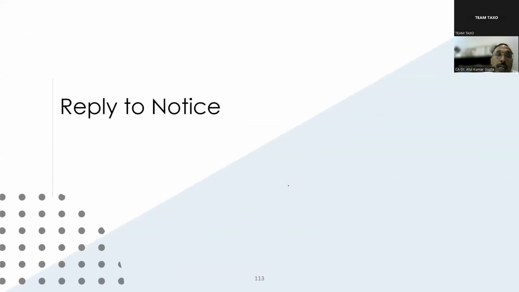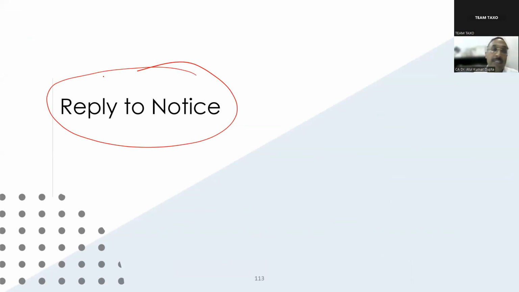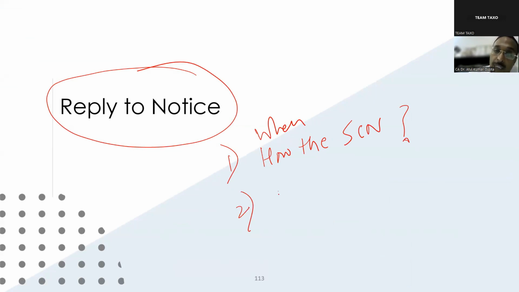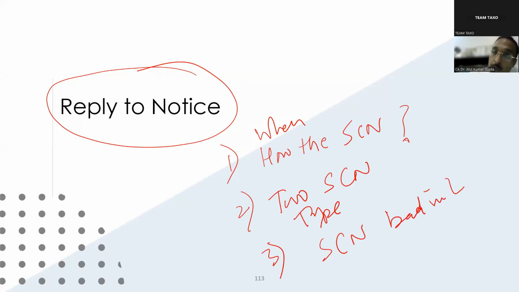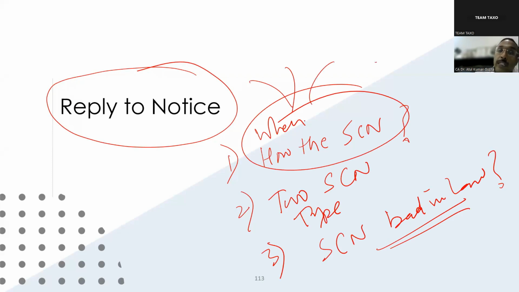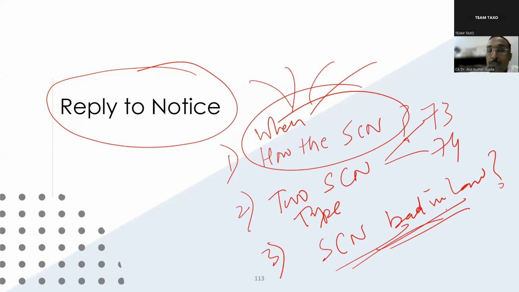Now coming to the last leg of our discussion, that is the reply to notices. We are aware of section 73, and how the notices come. I covered when the SCN will be issued by the department. Number two, the two types of SCN, sections 73 and 74. And number three, whether the SCN is bad in law, and when an SCN will be treated as bad in law, which we also deliberated. Now, coming to the next one, how to reply to the notices.